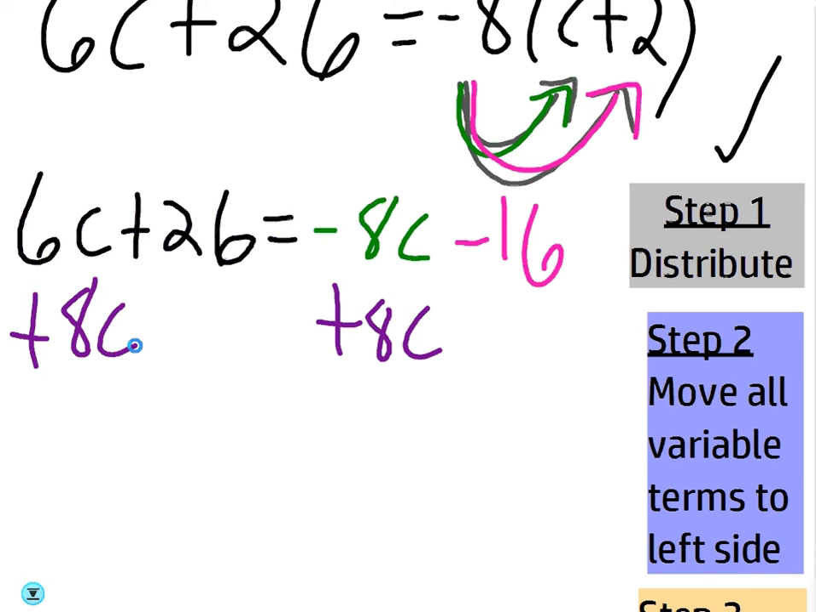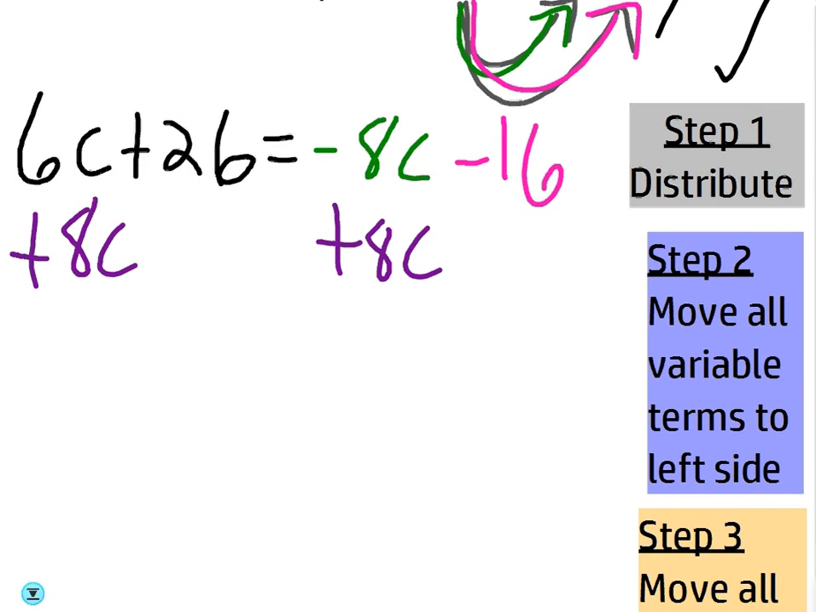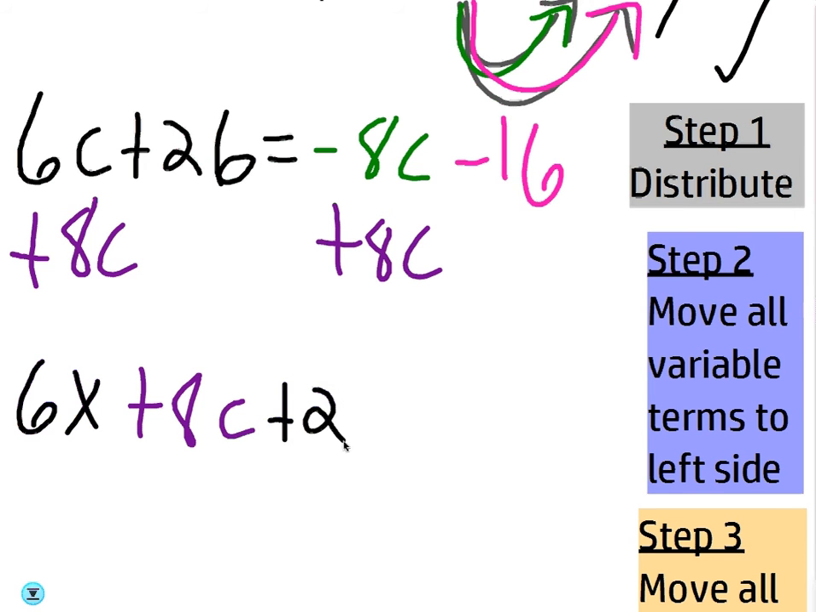Add 8c to both sides. All right, again, I think that to avoid confusion, it's better to wait till the end to combine these, but that's just me. If you guys want to go ahead and do it, just make sure that you don't make any mistakes. Now on the right, we're going to cancel these, and we're going to have negative 16.